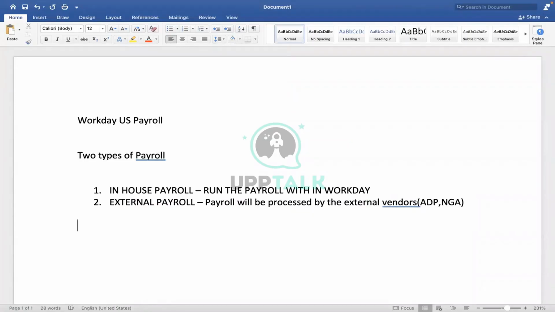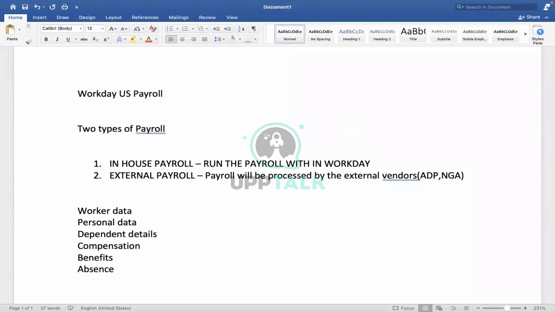Yes, sir. We need worker data, personal data, because it has dependency age factors, dependent details, protection of tax processing, compensation, benefit, time tracking. All the data is required by the payroll system.